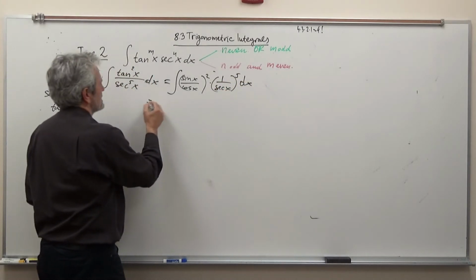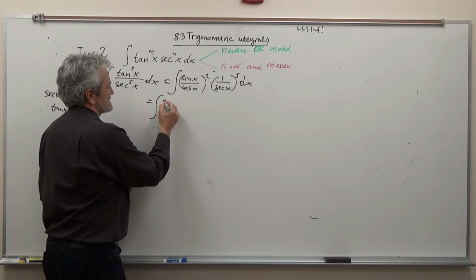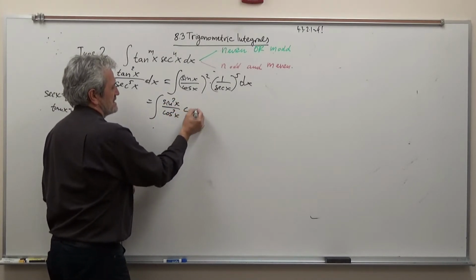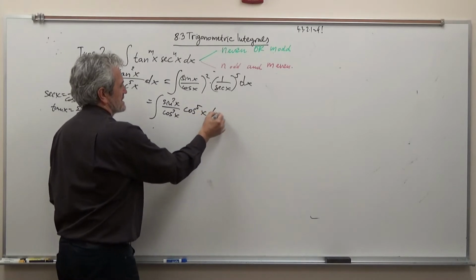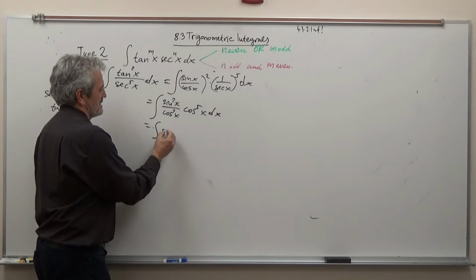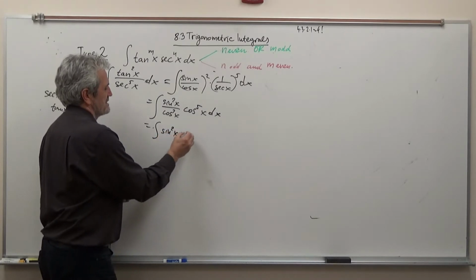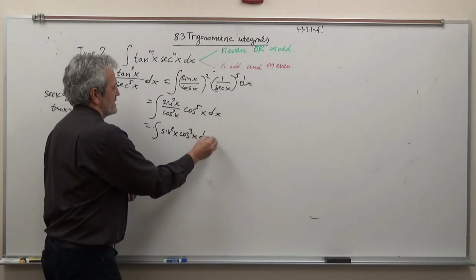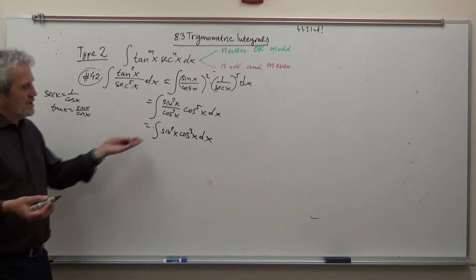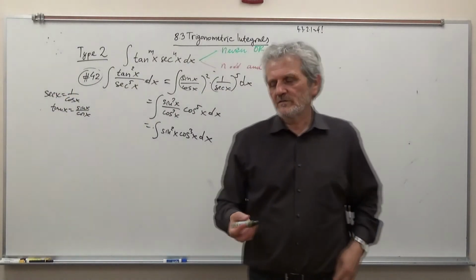So I'm just doing a little algebra. So what is this? Sine squared x, cosine squared x, this is cosine to the 5th x dx. So this is the integral of sine squared x, cosine cubed x dx. What I did, I just rewrote this in a much more reasonable way. And then it's like the story from the beginning of the class.